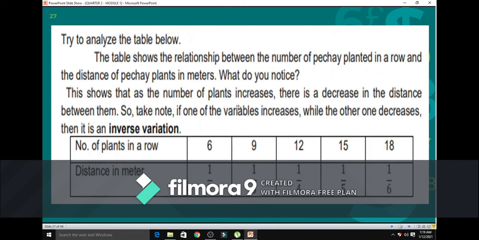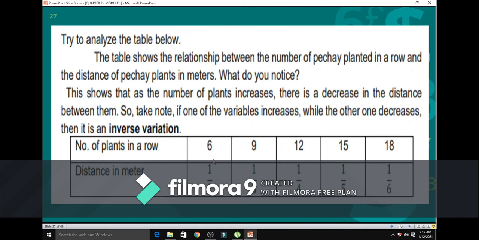So, try to analyze the table below. The table shows the relationship between the number of pechay planted in a row and the distance of pechay in meters. What do you notice? So, ito yung number of plants in a row, which is 6, 9, 12, 15, 18.